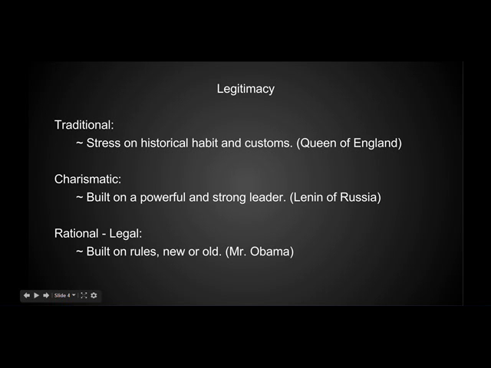Charismatic legitimacy is built on a strong leader. This is often a revolutionary leader or one who could control the masses with powerful oratory skills. However, this is often weakly institutionalized since humans have this tendency to die. If you are not careful, your government will go down with your leader. Rational legitimacy is built on rules that have been set forth. Please note that these rules often must have legitimacy in themselves, often traditional.